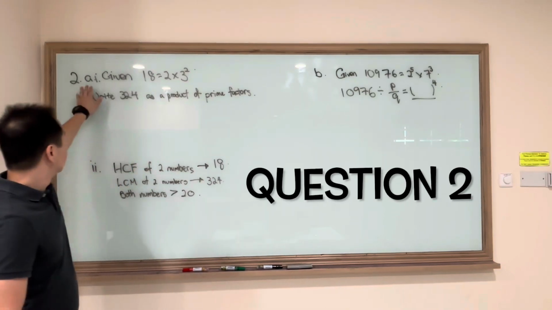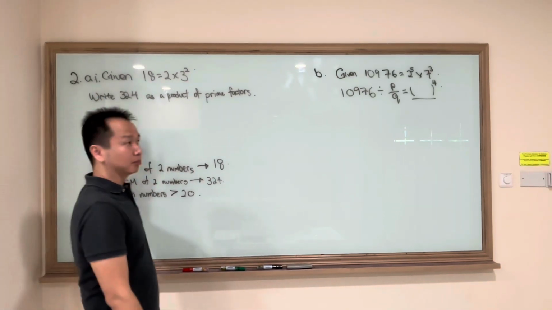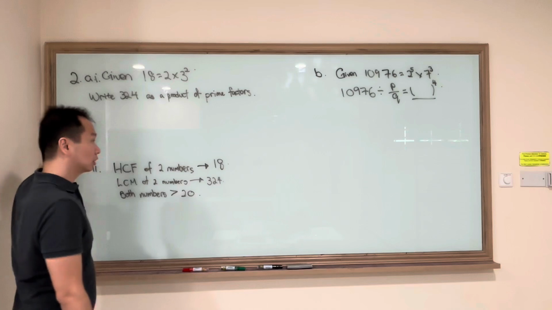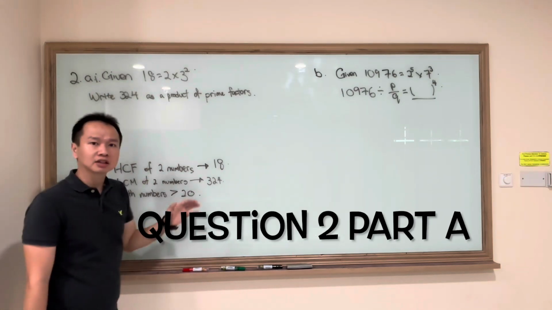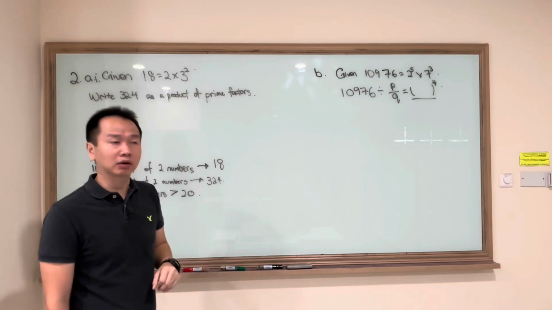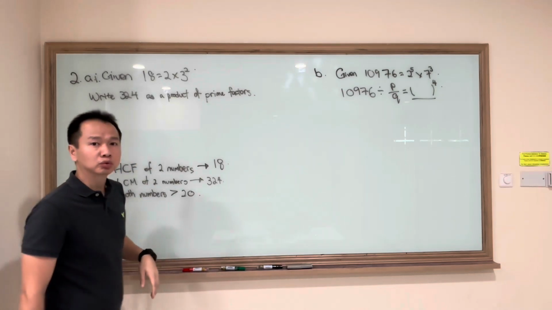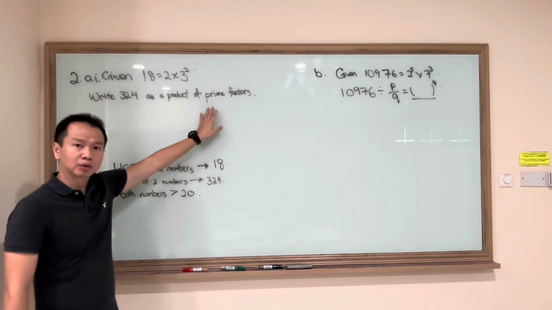Okay. In question number 2, there are two parts, part A and part B, and part A also has two parts, 1 and 2. So in part 1, it says that given 18 is equal to 2 times 3 to the power of 2, write 324 as a product of prime factors.